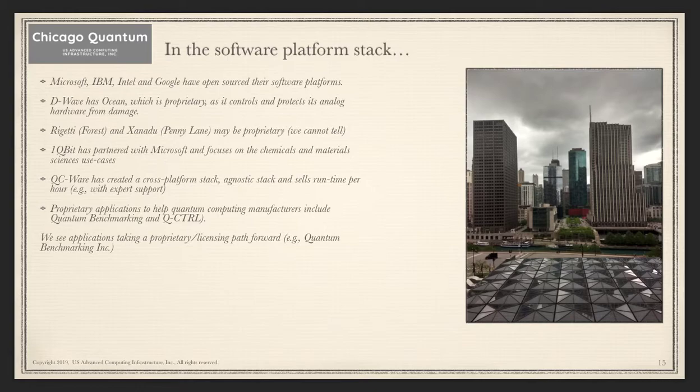QCware, we've talked about this before, has a cross-platform stack. It's agnostic to the different hardware providers and they sell runtime per hour. And we do see proprietary applications to help quantum computing makers do better. What's interesting is we see the applications, single use applications for a specific industry and a specific problem, taking a proprietary or licensing path forward. At Chicago Quantum, we think this is the way to go for small firms. If you can create an application that's reusable, you can find a way to pay your people and ensure your future.